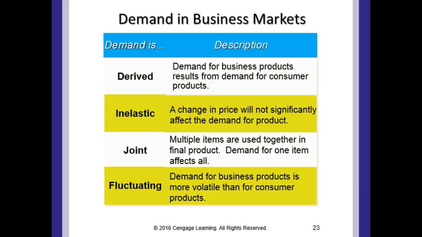And then fluctuating demand. The demand for business products tends to be more unstable than the demand for consumer products. A small increase or decrease in consumer demand can produce a much larger change in demand for the facilities and the manufacturing equipment that are needed to make the product. This is also commonly known as the multiplier effect.